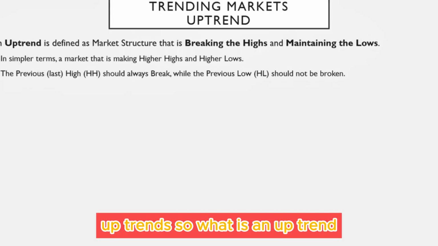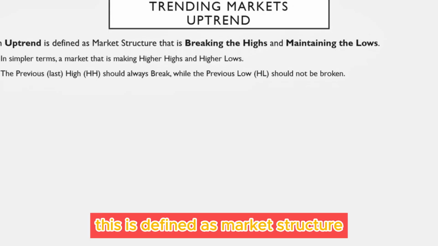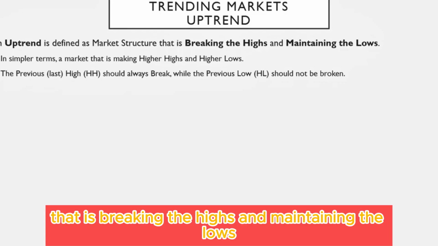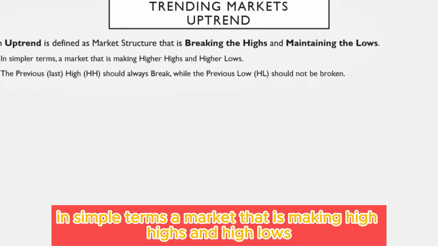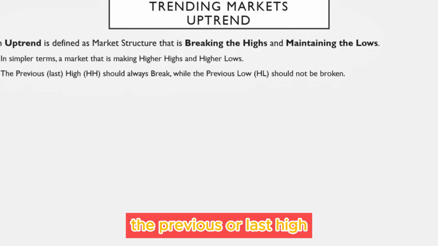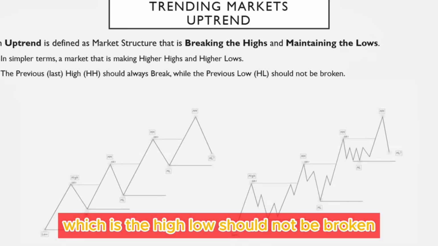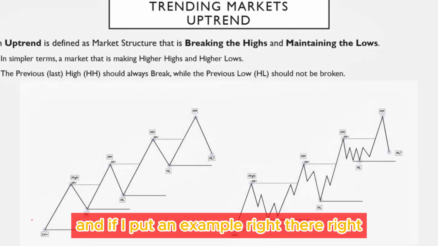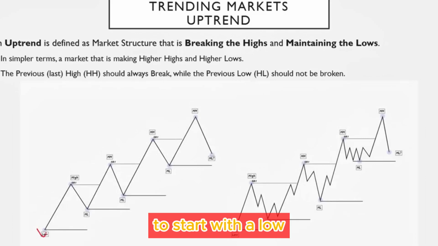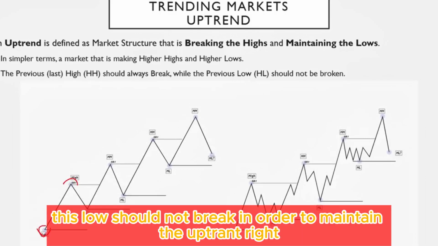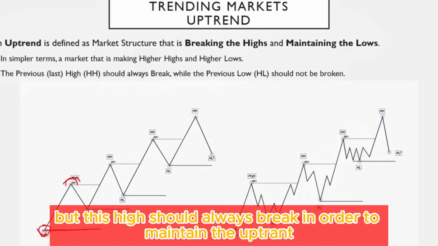Again, uptrend. So what is an uptrend? This is defined as market structure that is breaking the highs and maintaining the lows. In simpler terms, a market that is making hard highs and hard lows. The previous or last high, which is the hard high, should always break, while the previous low, which is the hard low, should not be broken. And if I put an example right there, we start with a low, we make a high. This low should not break in order to maintain the uptrend, right? But this high should always break in order to maintain the uptrend, right?